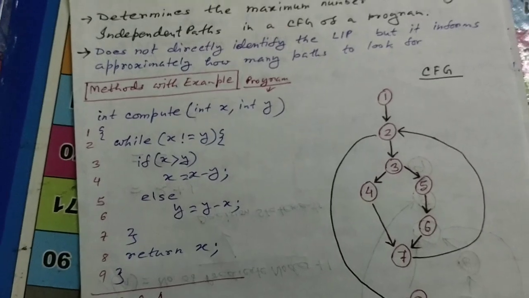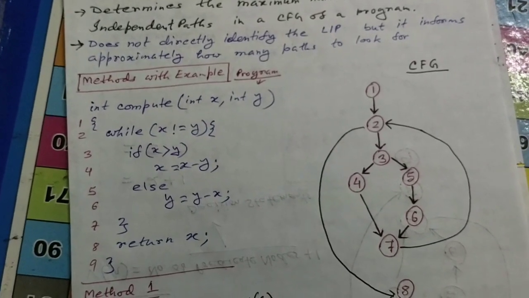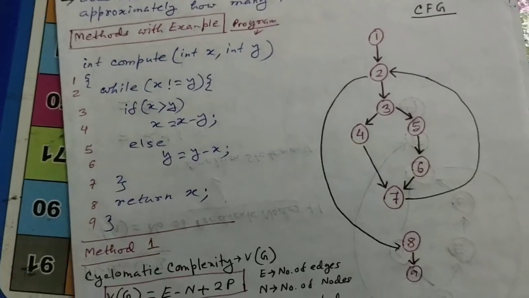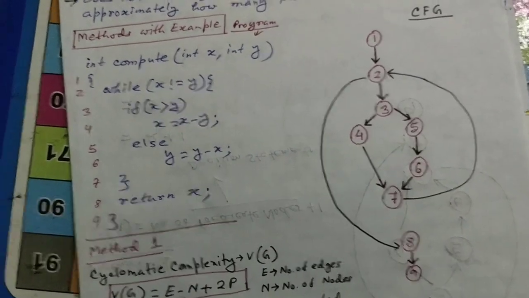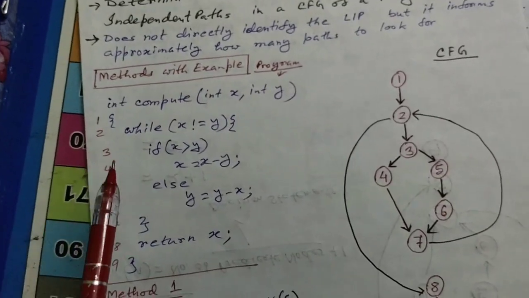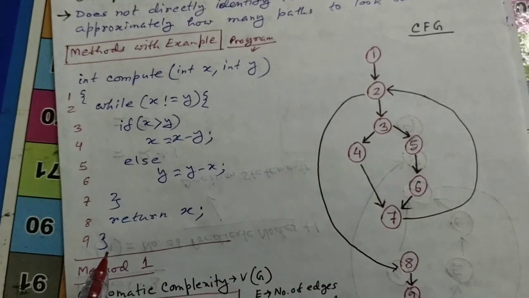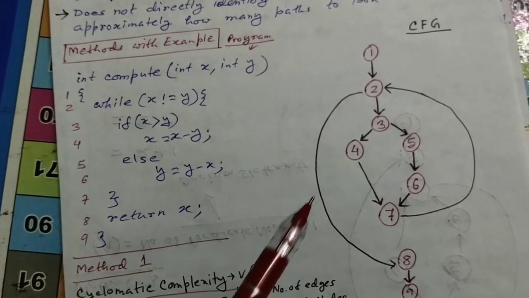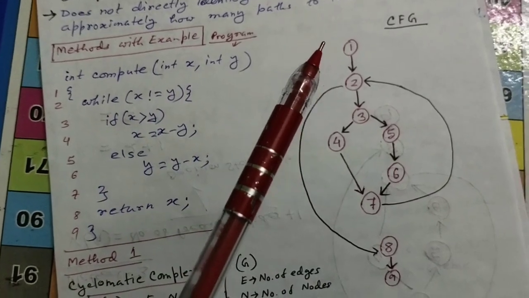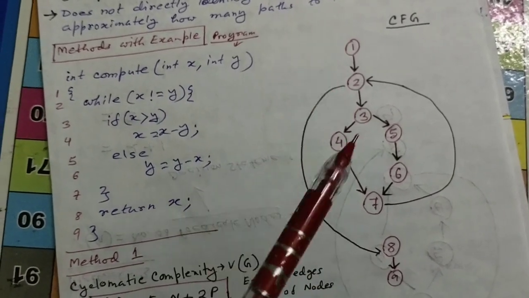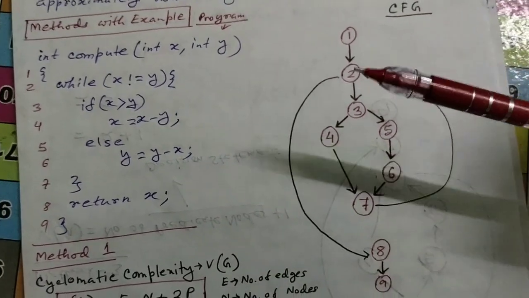Okay, there are several methods. First of all, before going to those methods, we have to know how to generate the CFG from the program. As I have told you earlier, all the statements will be numbered first. According to these numbers, we have to draw the CFG. Each statement will be represented by a node, these numbers. And how the control will flow, just check.